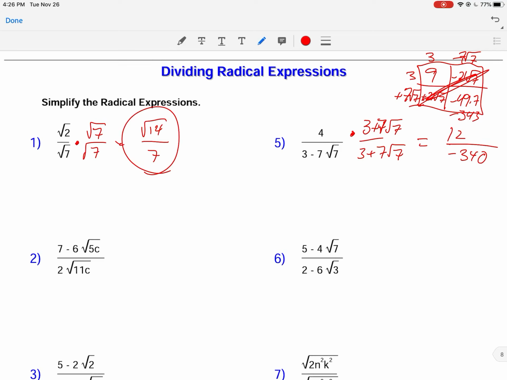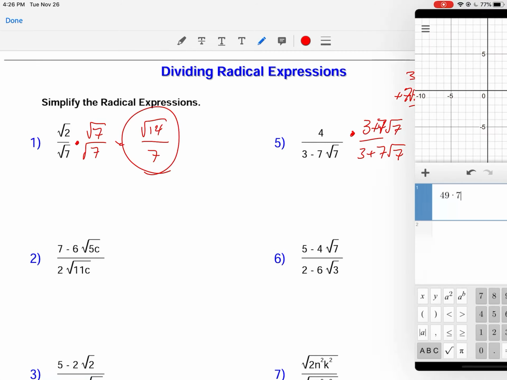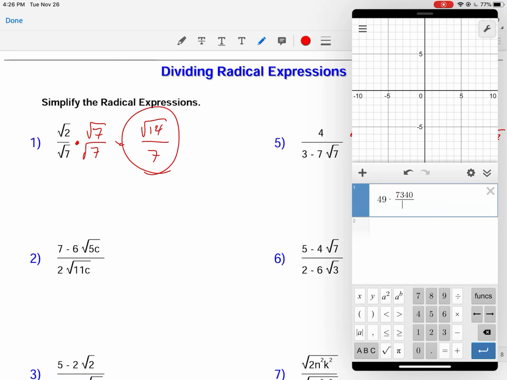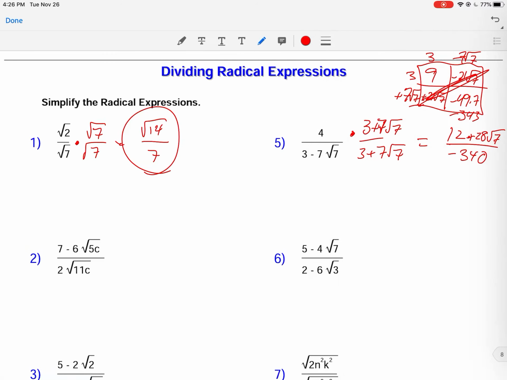And on the top, 4 times 3 is 12. And 4 times 7 is 28 square roots of 7. Let's see. 4 goes into most of those. Let's see if it goes into 340. 340 divided by 4 is 85. So this is going to reduce to 3 plus 7 square roots of 7 over negative 85 because they all have a factor of 4.